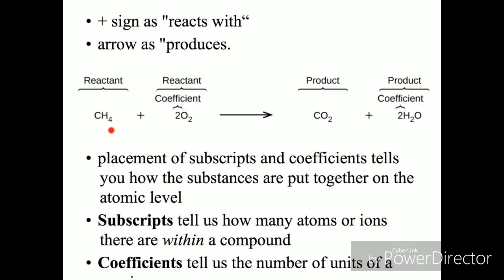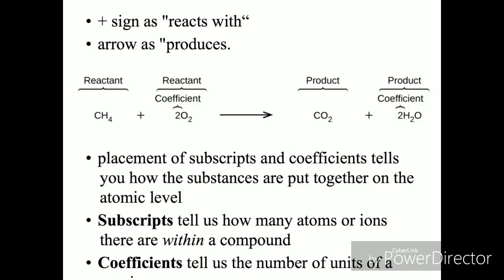Now, in a chemical formula, we have numbers of various sizes. We have these smaller numbers called subscripts. Those tell us the amount of atoms within the compound. The subscript always follows the symbol. So here in CH4, there is 1 carbon and 4 hydrogens. In chemistry, we don't write ones.